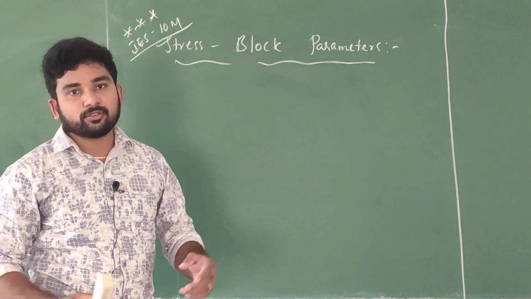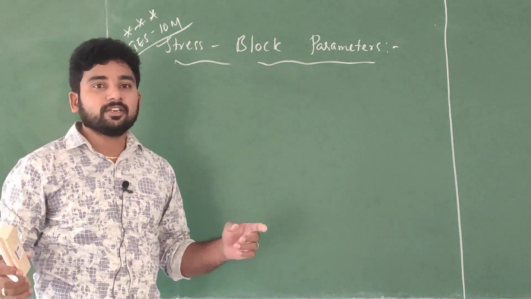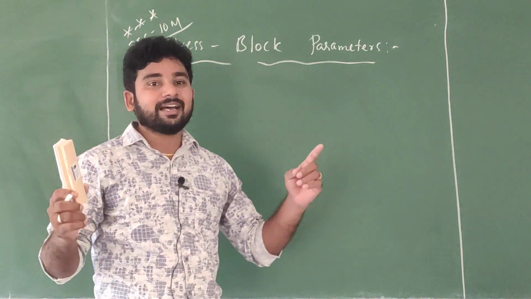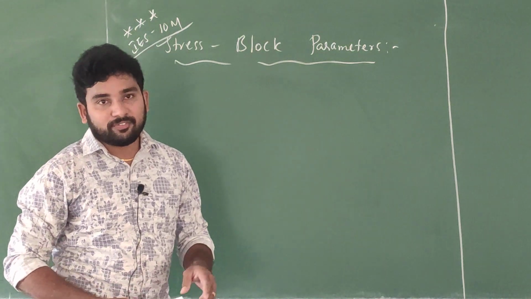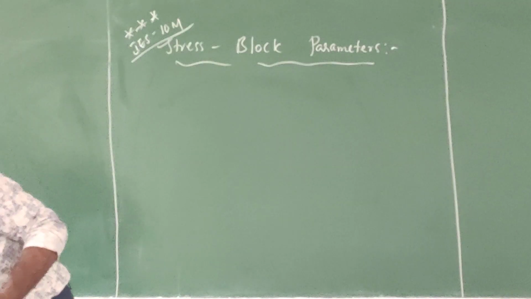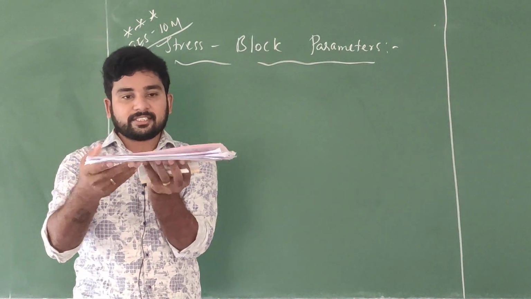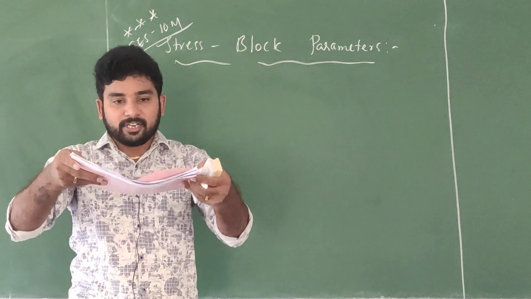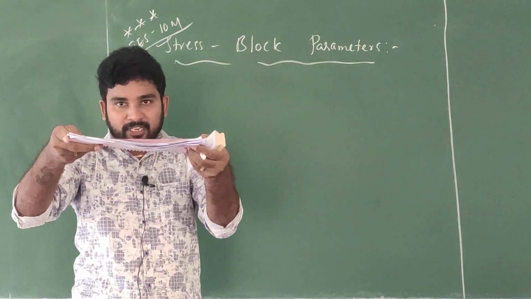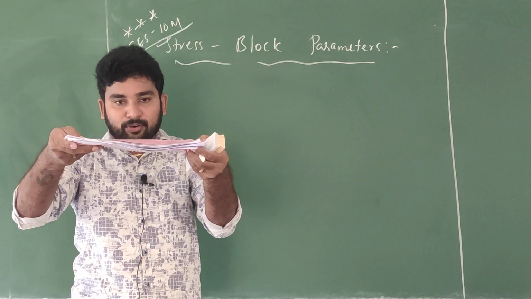Before we enter into the derivation of the stress block parameters, first we should learn the Euler-Bernoulli assumptions. In the first assumption, what did Euler-Bernoulli say? Plane section. If you see the section of this member, it looks like a rectangle. So it is a plane before loading.